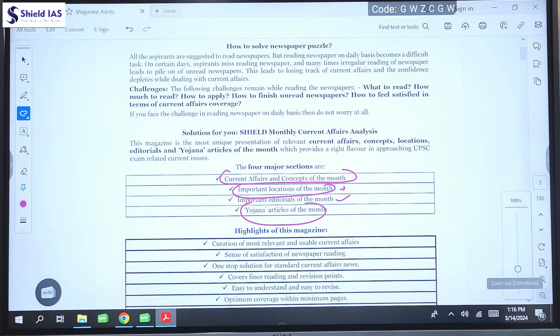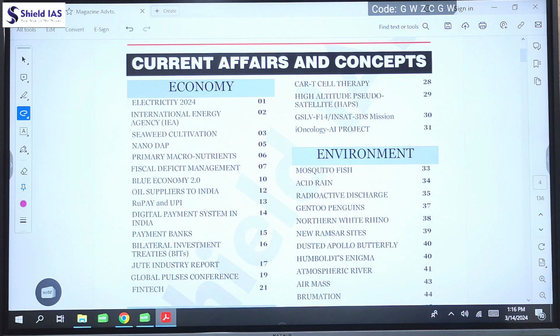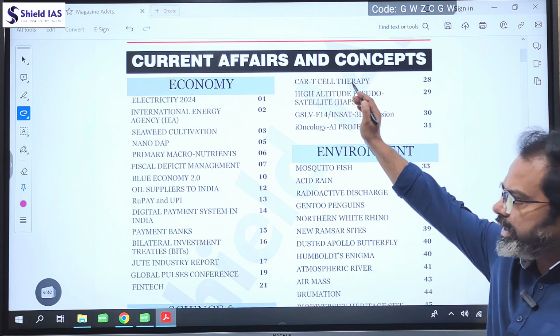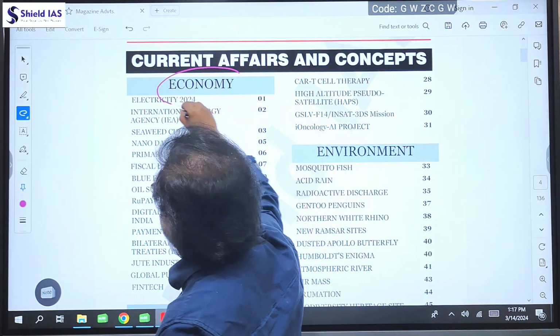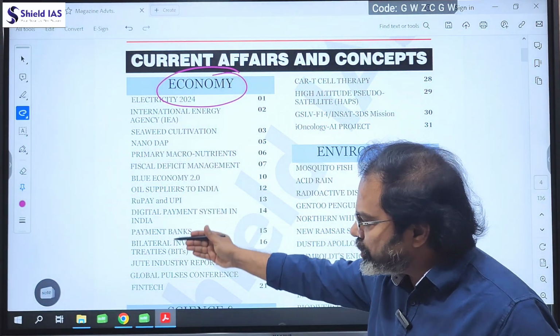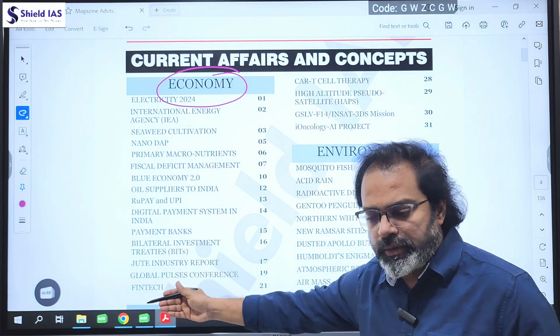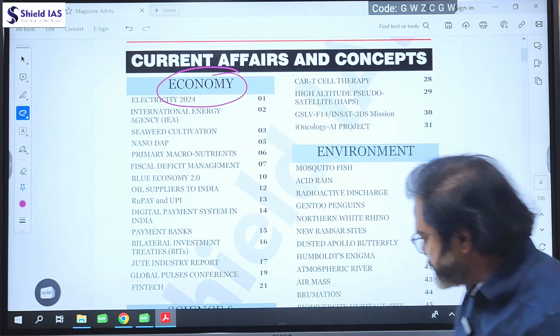Now let us go through the TOC of the magazine. Starting with the current affairs and concepts part: economy. This is a portion which is impacted by current affairs, so all the current issues or the concepts linked with current issues of the month are covered here in the economy section.